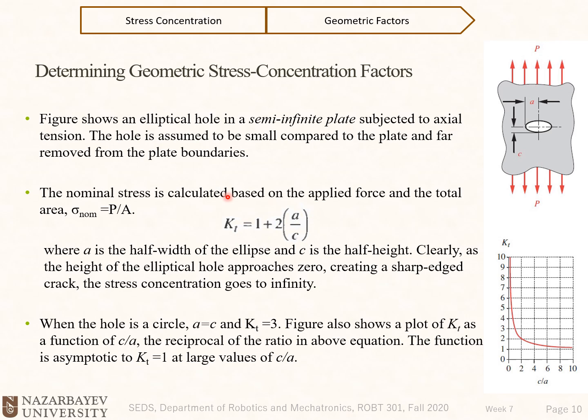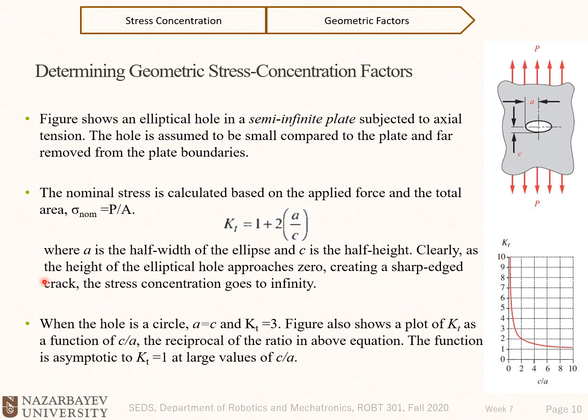It's beyond the scope of this course to explain how this KT is developed. It is developed analytically based on some theories, but we see that KT only depends on the geometrical factors A and C. So this hole creates some stress concentration. This is an abrupt change in cross-sectional area, and now we have our stress concentration factor. A is the half width of the ellipse and C is the half height.